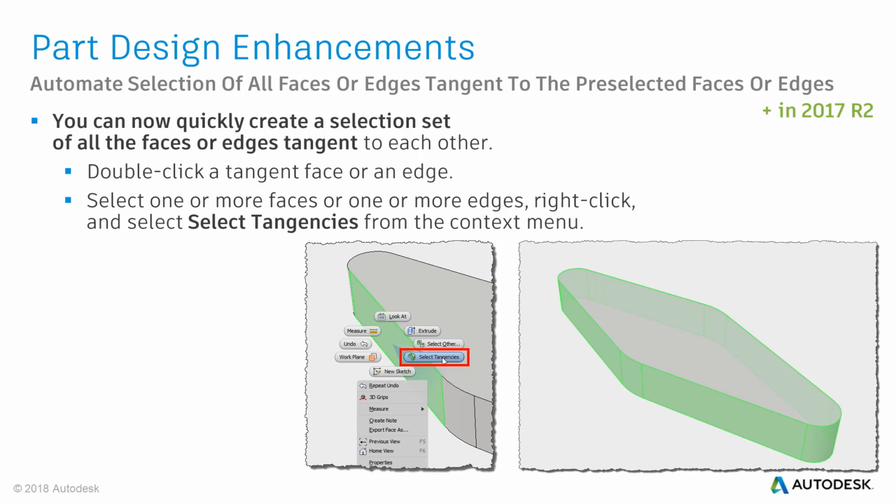Now you either double-click on a tangent face or you click on one and choose the Select Tangencies command. The result is the same. All tangent faces are selected.